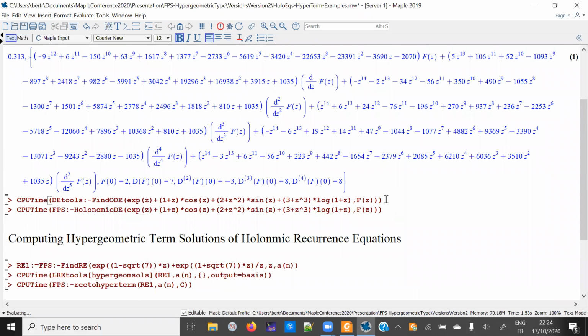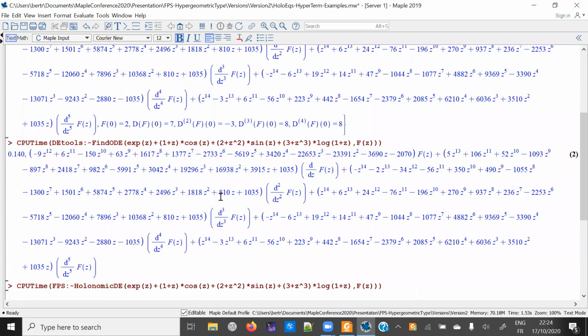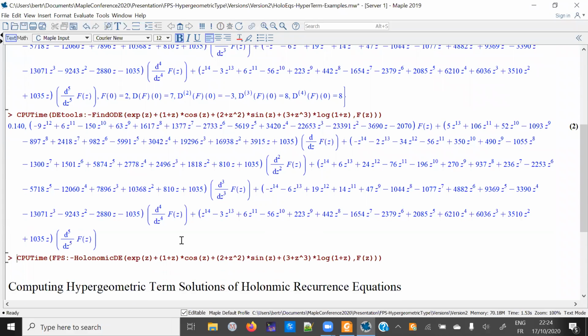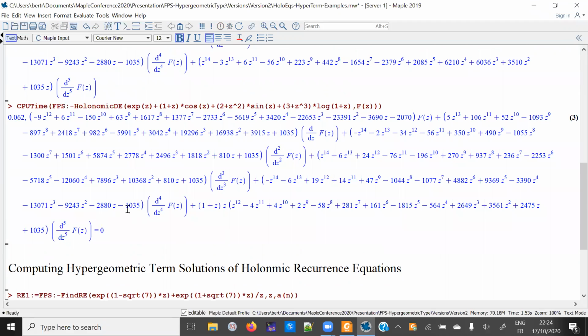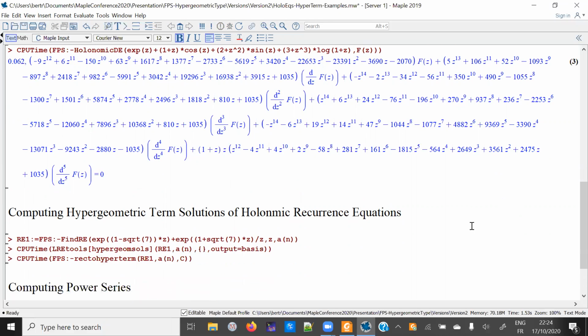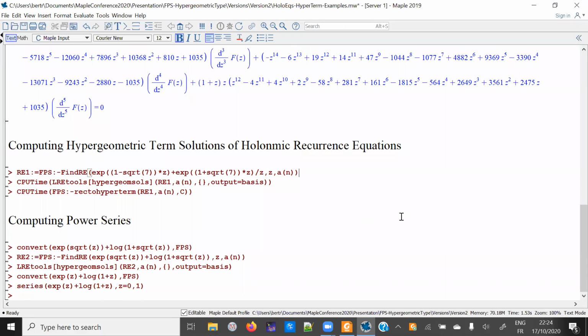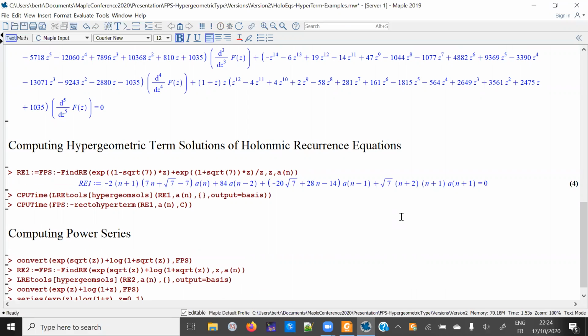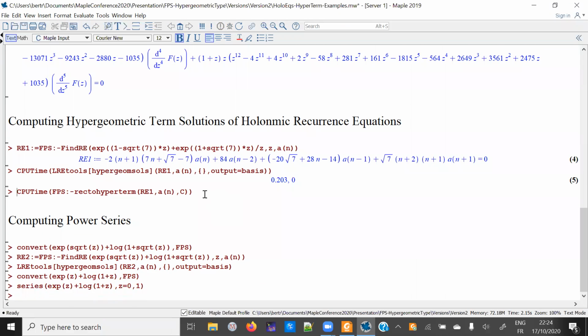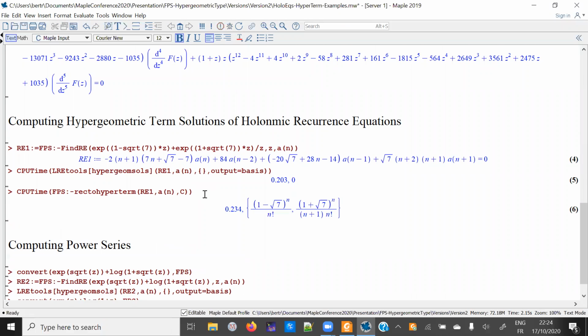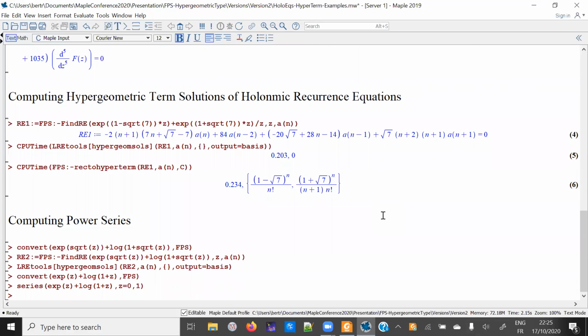Using find ODE, we have this timing, which is slower, but the same differential equation of order 5, with not factorized coefficients. And using our implementation, we have this timing, which is much better, and moreover the coefficients are factorized. So this is why we implemented our own algorithm. Now we want to show here an example where hypergeomsols fails to find hypergeometric term solutions. Here it said there are no solutions, but using our implementation, we find that there are 2 hypergeometric term solutions in the basis.